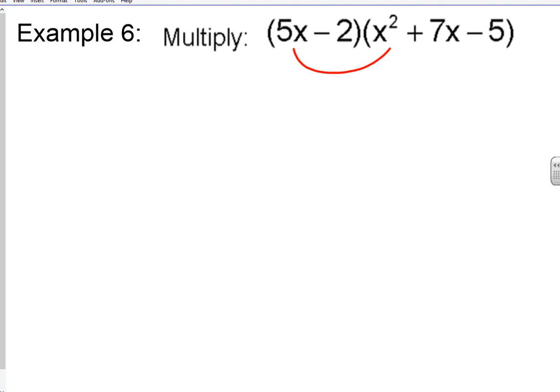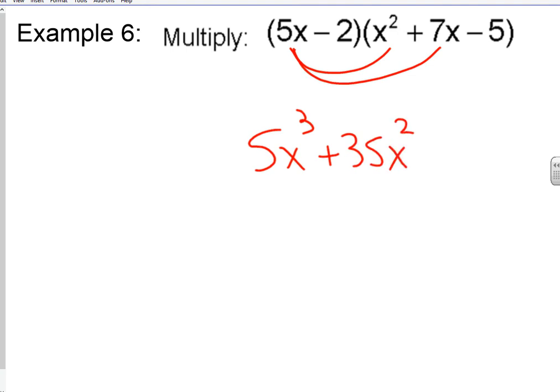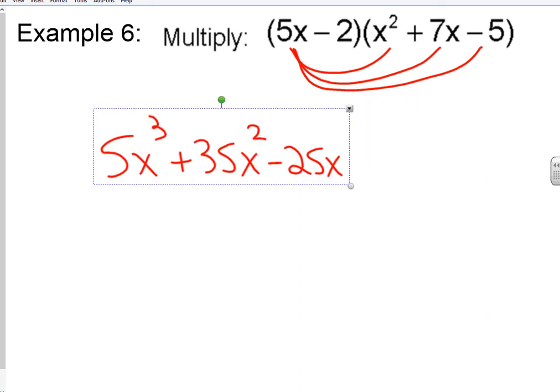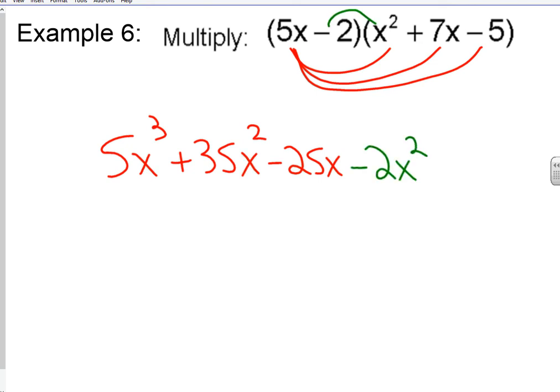Distribute the 5x. Times x squared is 5x to the 3rd. 5x times 7x, 35x squared. 5x times negative 5, negative 25x. I'm going to move that over, got a little more room. Now I'm doing the negative 2. Negative 2 times x squared is negative 2x squared. Negative 2 times 7x is negative 14x. Negative 2 times negative 5 is positive 10.